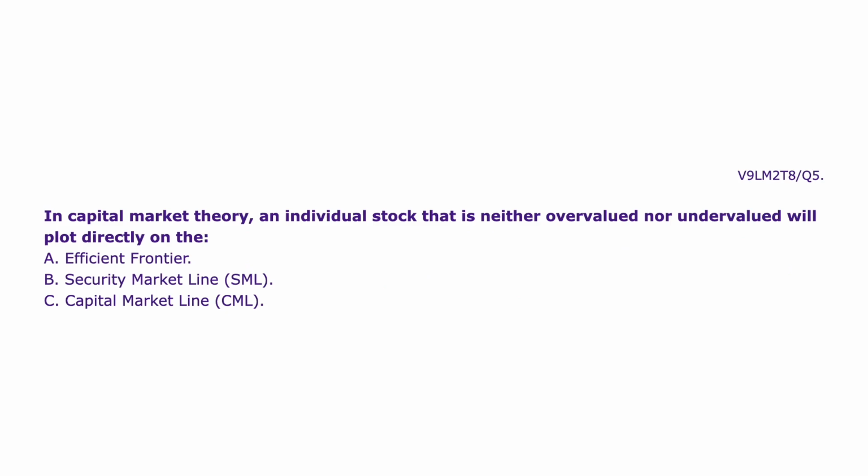In capital market theory, an individual stock that is neither overvalued nor undervalued will plot directly on the A. Efficient frontier. B. Security market line, SML. C. Capital market line, CML.